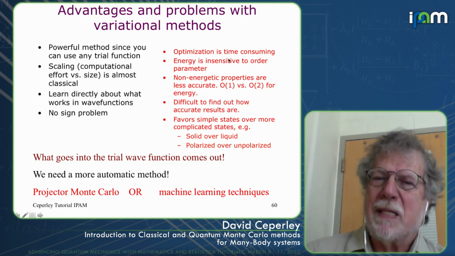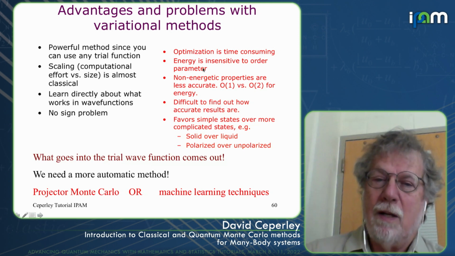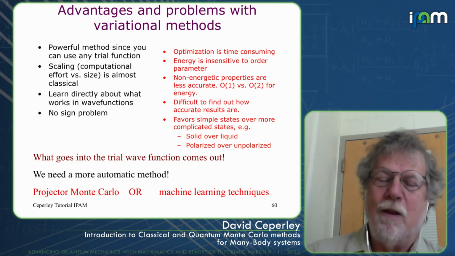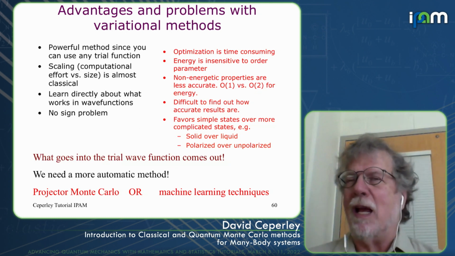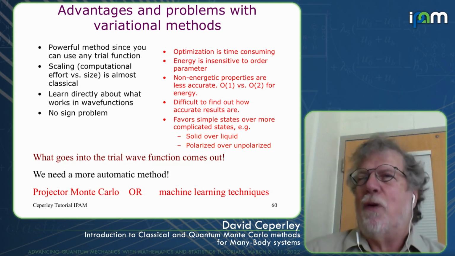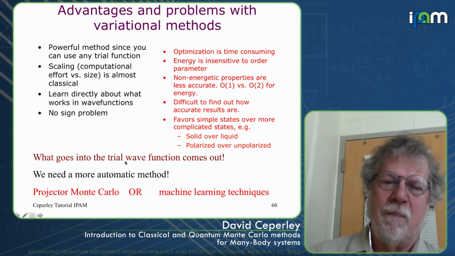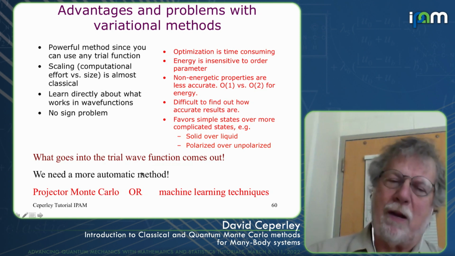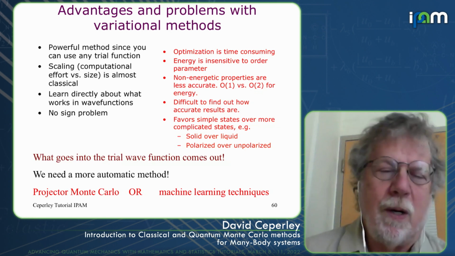The optimization, however, is rather time-consuming. The energy is insensitive to the order parameters. Non-energetic properties are less accurate, and there's a bias. If you're studying a phase transition, like liquid, solid, polarized, unpolarized, or whatever, it favors simple states over more complicated states, so it biases the results. So you need a more accurate method, which is the motivation for what I'm going to describe next.